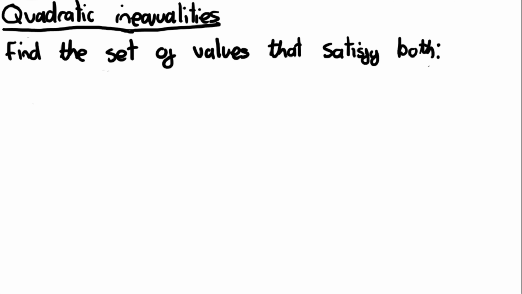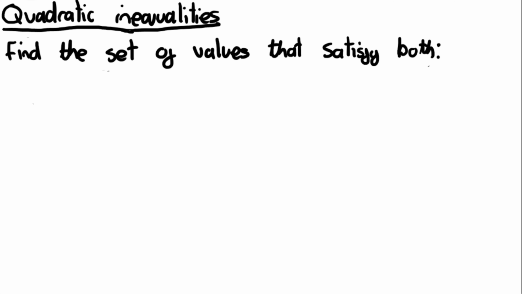Like before, they could give you two inequalities, and they want you to find the set of values that satisfy both of these by combining the set of solutions together. So for example, for the question, find the set of values that satisfy both. Remember, both is the indication of the AND, and therefore that shows that you need to find the set of values that satisfy both of them at the same time.